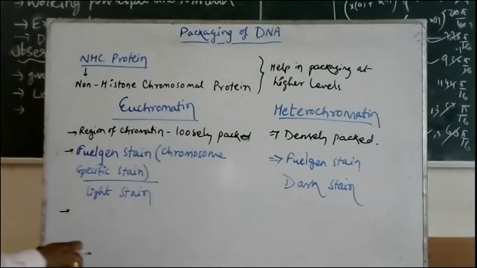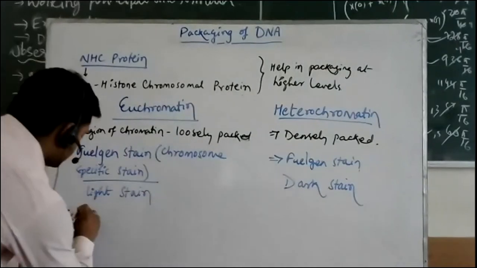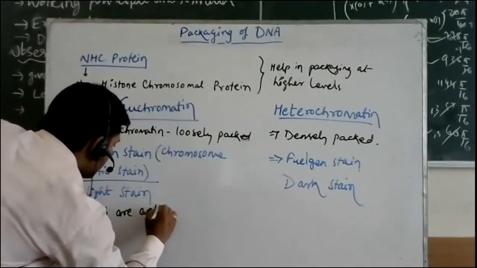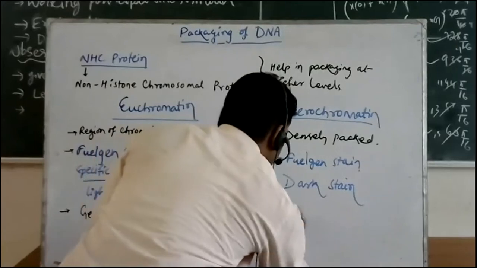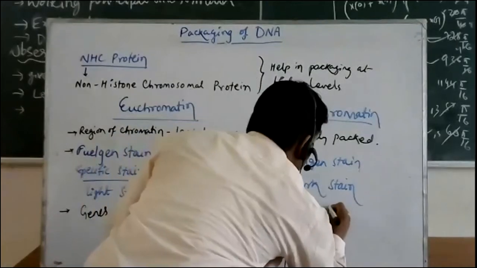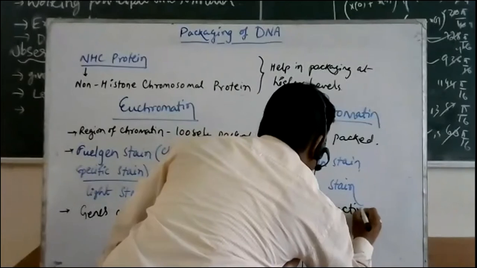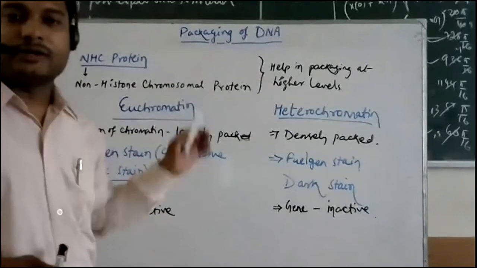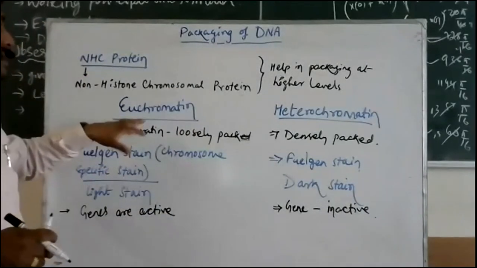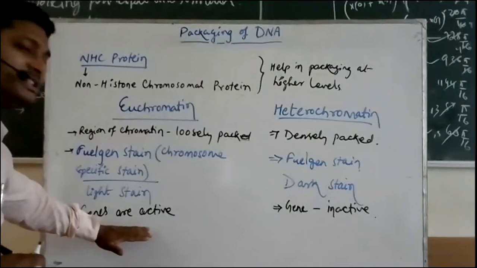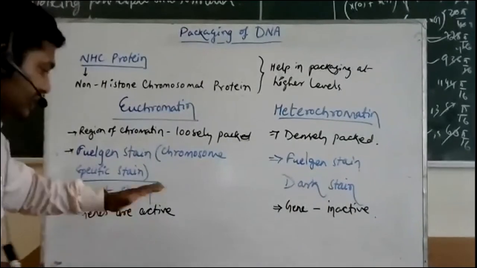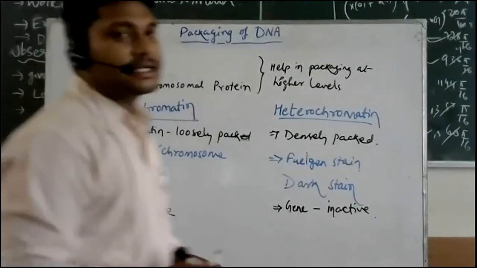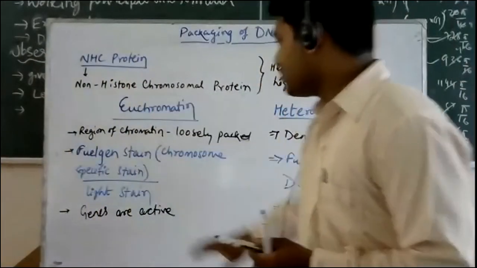And as you're going to have this particular light stain, what happens is here the genes are going to be active, while here the genes are inactive. You have to keep in mind the differences here, right? So euchromatins are going to be here because genes are active. Transcriptionally active region of the DNA is called your euchromatin, right?